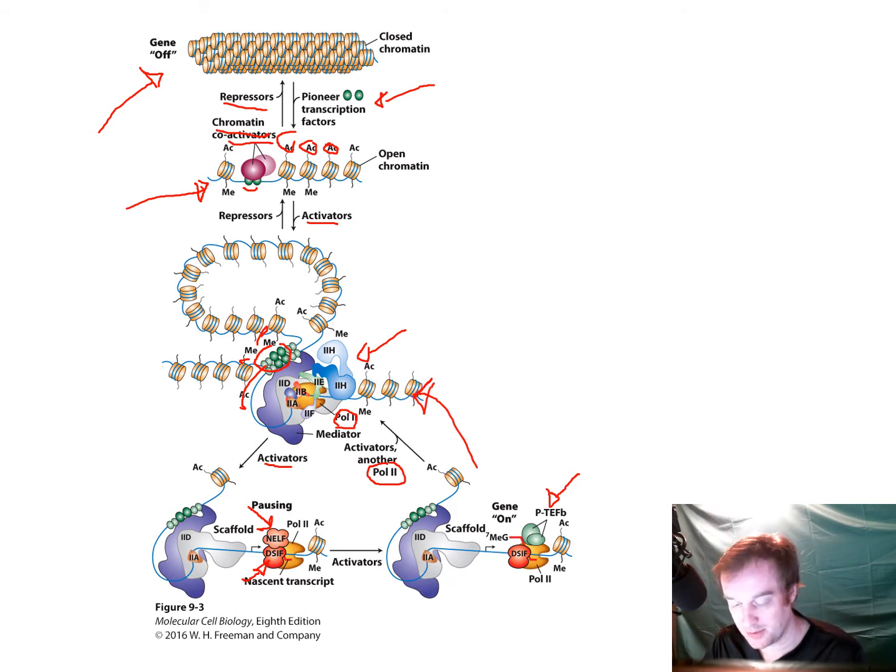So then we go back up here and we're transcribing again. So it's kind of a fail-safe or a pausing in transcription to make sure that the gene that we want to transcribe is being transcribed and it didn't happen erroneously.